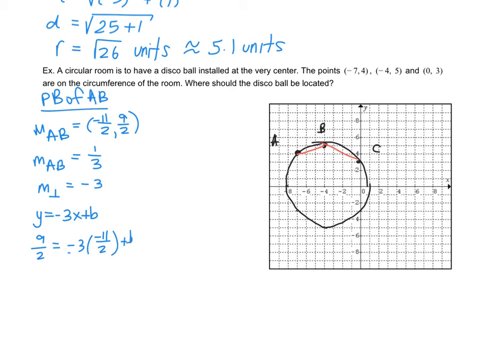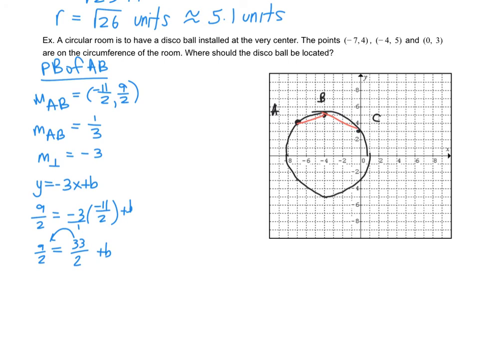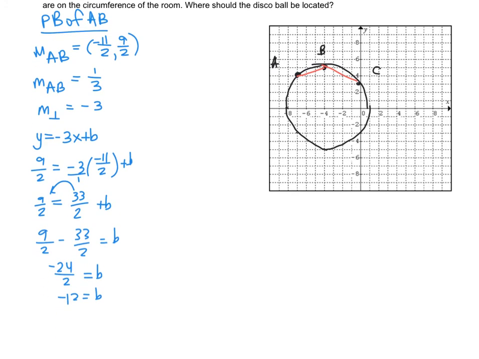And what I will do is put that -3/1 so I don't mess up my multiplication. So -3 times -11 is +33, and 1 times 2 is 2. And now we can bring that 33/2 over. And we'll have 9/2 minus 33/2, which is -24/2, which reduces to a nice y-intercept. So the equation of our first perpendicular bisector is y = -3x minus 12.